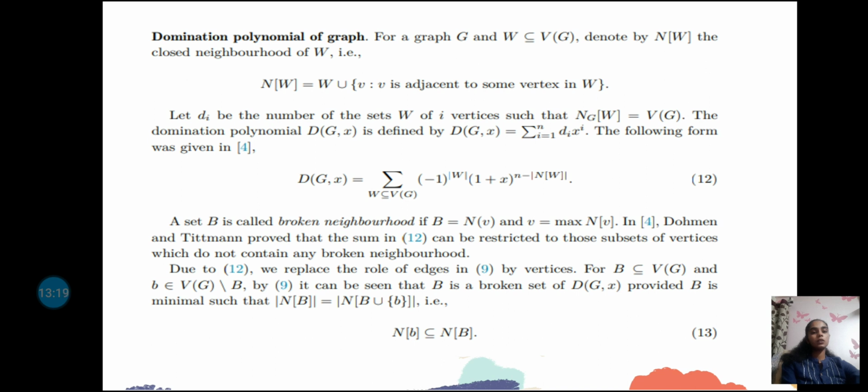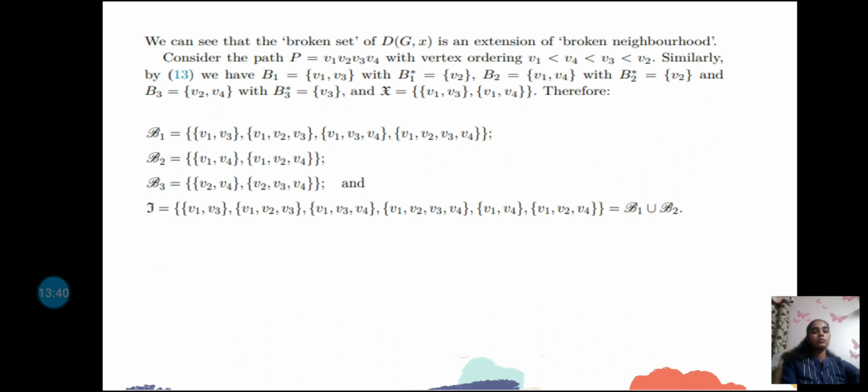It was proved that the sum in 12 can be restricted to those subsets of vertices which do not contain any broken neighborhood. Due to 12, we replace the role of edges in 9 by vertices for B minimal. We can see that the broken set of G is an extension of broken neighborhood.